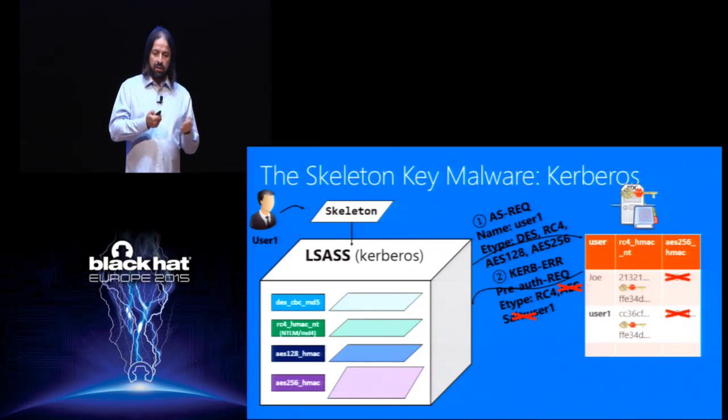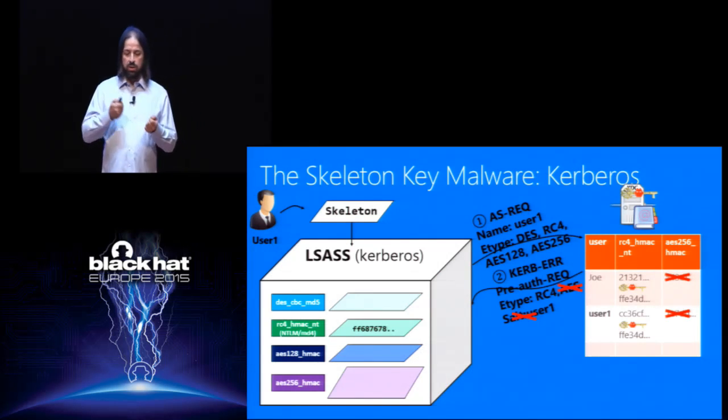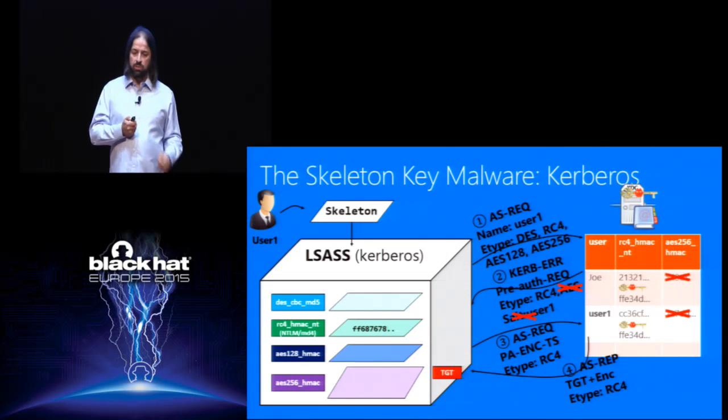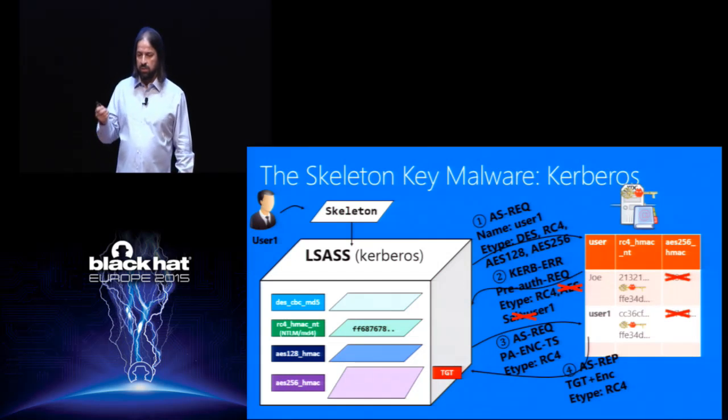And the client will calculate the RC4 hash and encrypt the timestamp with RC4. The domain controller will check that the encryption is correct, either with the original password or again with the skeleton key, and return the TGT back to the client and to the user. So this is how it works.